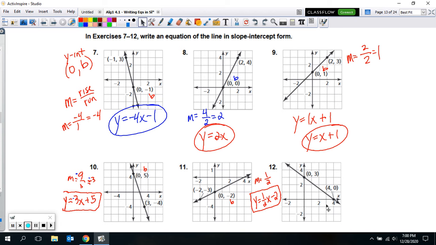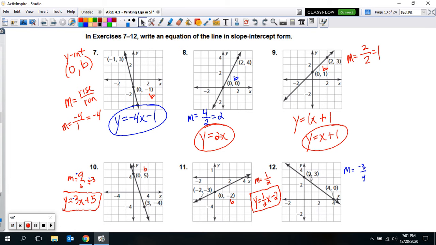Okay, hopefully you have an answer for 12. So we're looking for our slope first. We know it's downhill, so it's going to be a negative slope. If I go down, this is going to be at 3 here. So 1, 2, 3. I'm going to go down -3, and then 1, 2, 3, 4. So -3 over 4, -3/4 is what we could say for our slope.